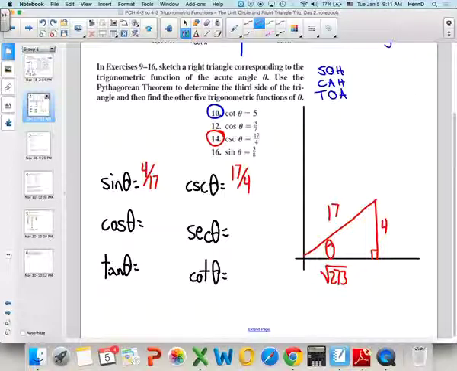So, once you know all three sides, the rest of this is somewhat simple. Okay? So our cosine is what? Root 273 over 17. Good. Okay? Our tangent would be 4 over radical 273. Good. 4 over root 273. So 1092 over 273.